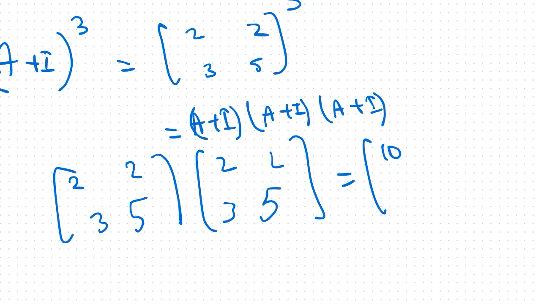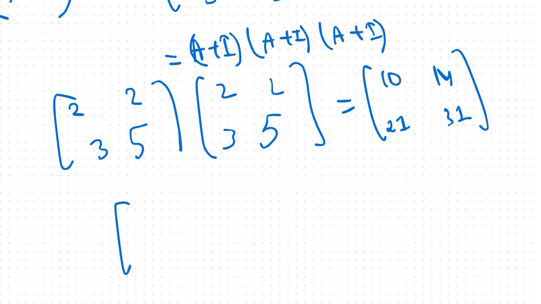Next, 6 plus, the same with this one. 4 plus 10, 14. Next, 6 plus 15, 21. And then 6 plus 25, 31. So this is the square value.